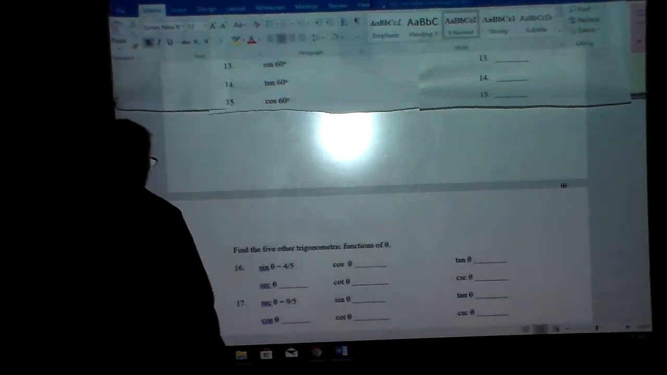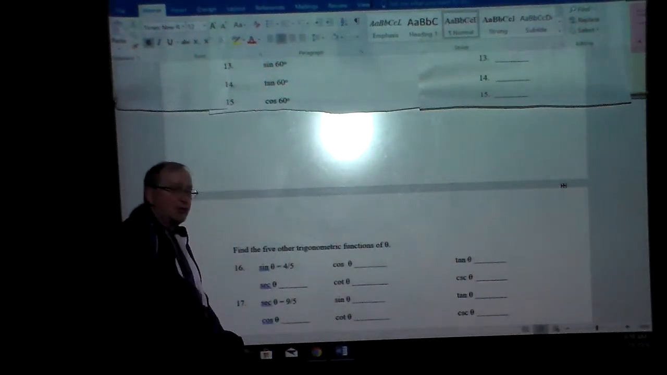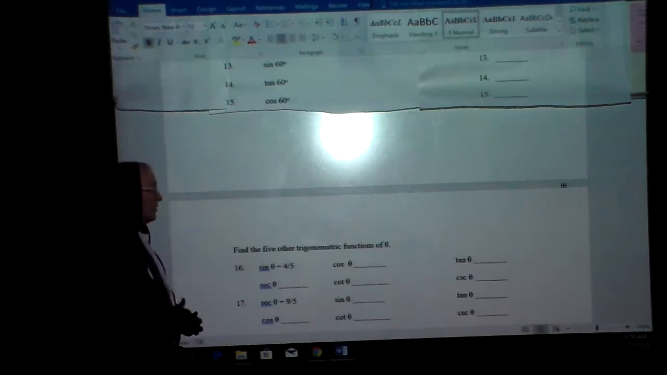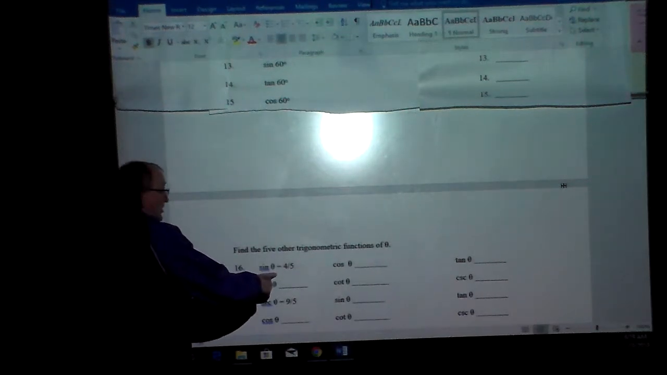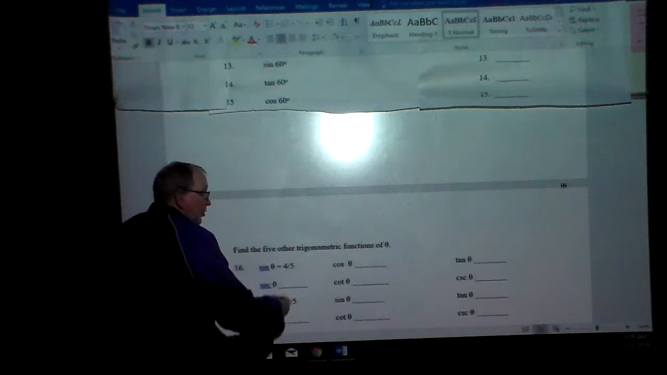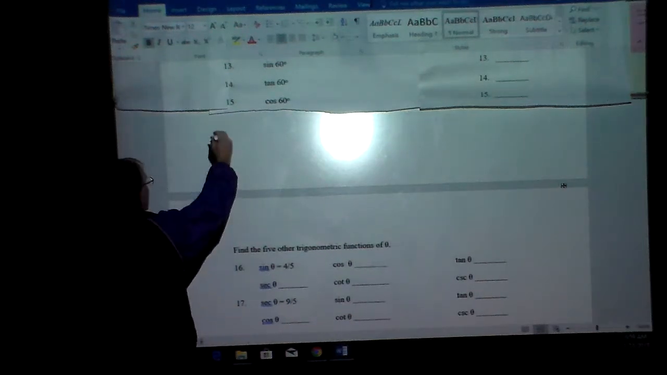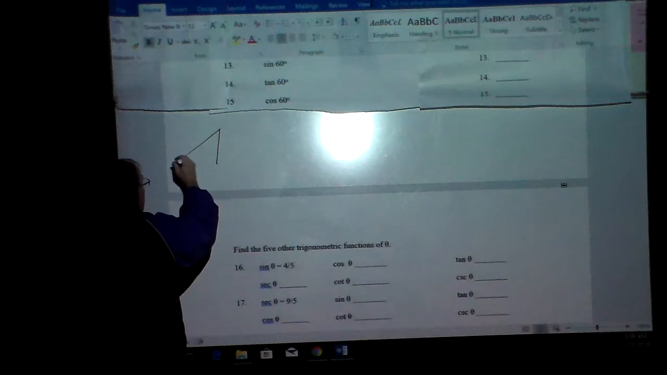Alright, here we're going to be talking about how to find the 5 other trig functions, provided they give you one of the functions. And in the first problem here, they give me sine equals 4/5. So what I would do is this: draw a triangle. It doesn't really matter.